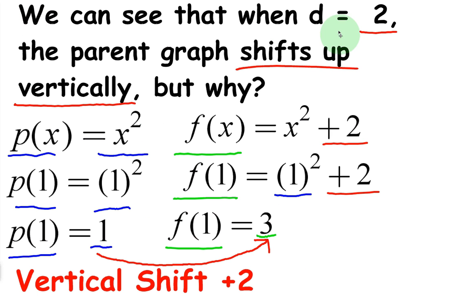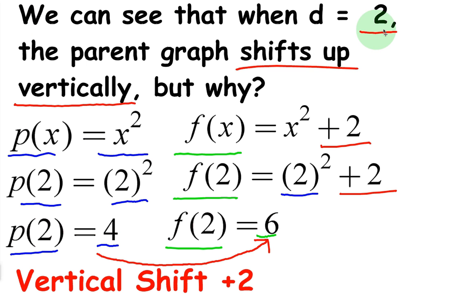We can see that when d equals 2, the parent graph shifts up vertically, but why? Well, this is just like explaining vertical shift and shrinking. It's very easy to explain. So p of 1 is equal to 1 squared, which is 1, when p of x equals x squared. When f of x equals x squared plus 2, we're taking that original y value that we got, 1. We're plugging in 1, by the way. We're taking that original y value and just adding 2 to it to get 3. So with the same x value, you get 2 more for your y value. It's really that simple.